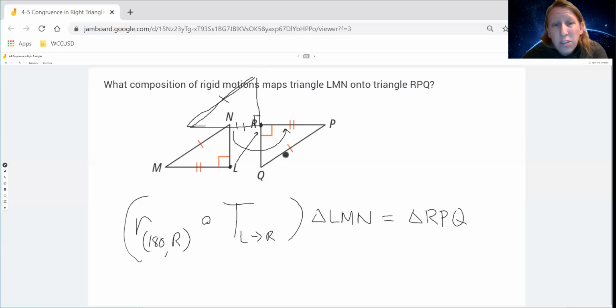Okay, that's a way to prove that these 2 triangles are congruent. This one, I can get onto this one perfectly by doing this. I can move it and then I can rotate it.